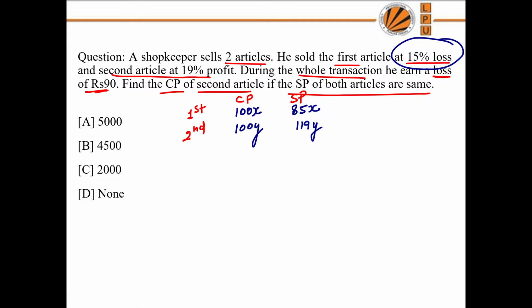So now it is given that SP of both article is same. So it means that 85x is equal to 119y. So from here x by y you can calculate, 119 by 85. So can we cut it further?